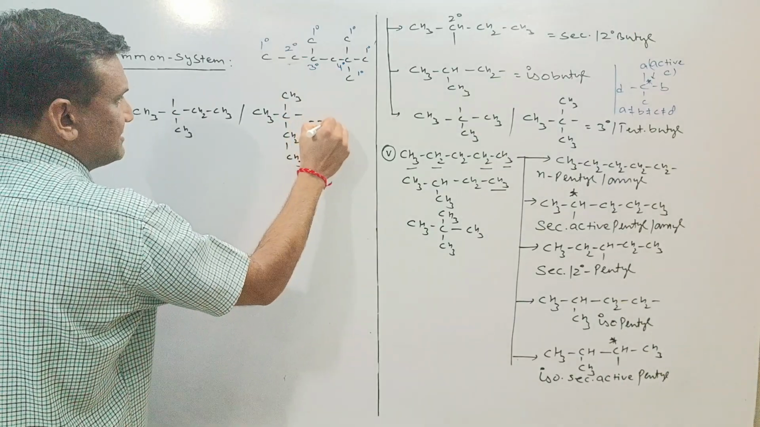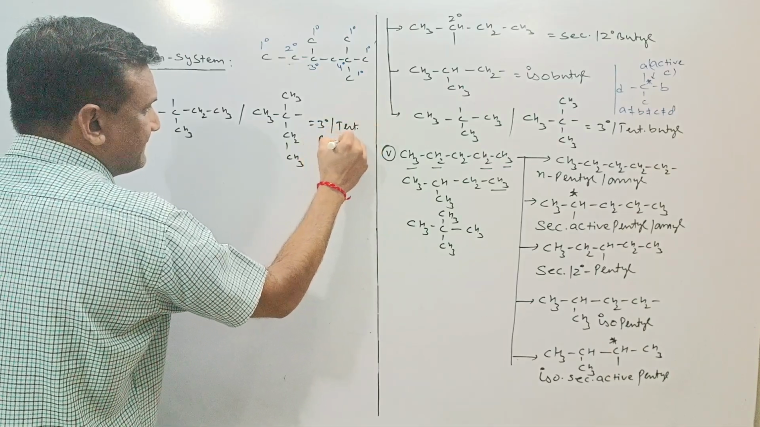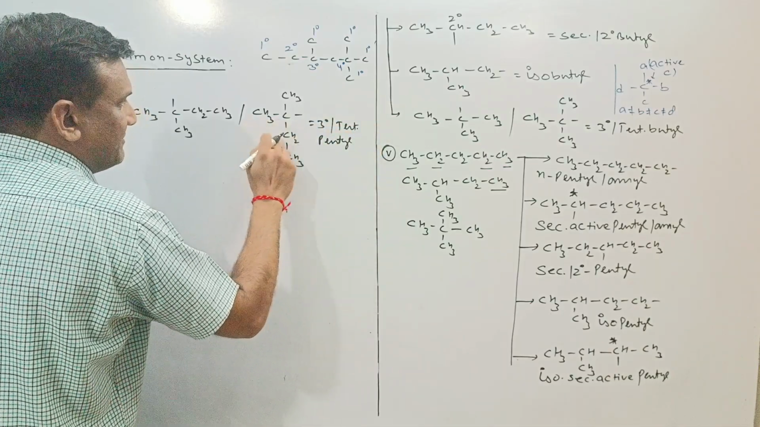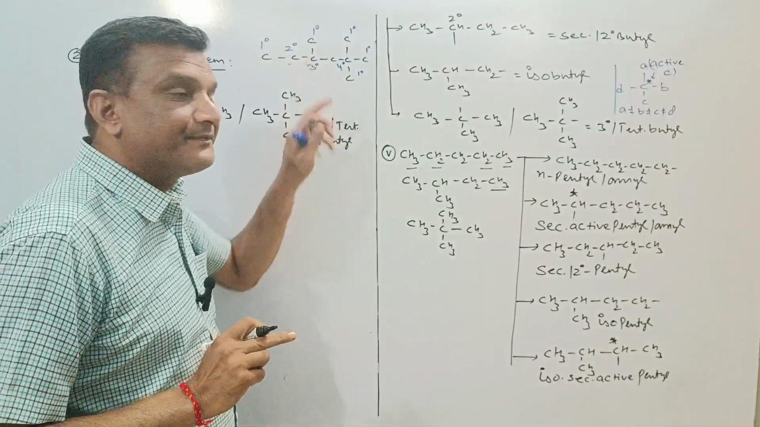This is called 3-degree or tertiary pentyl. You can say that the carbon is surrounded by 3 carbon atoms. That's why it is called 3-degree or tertiary pentyl.